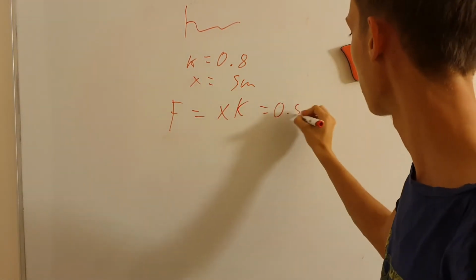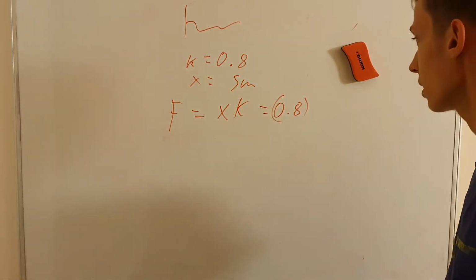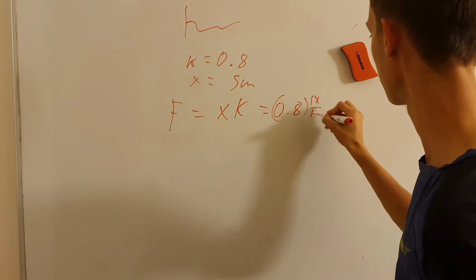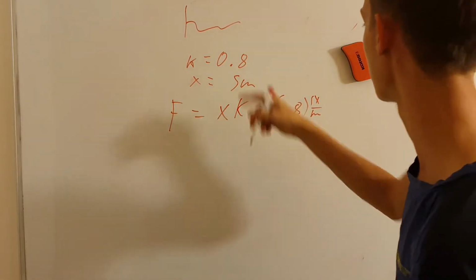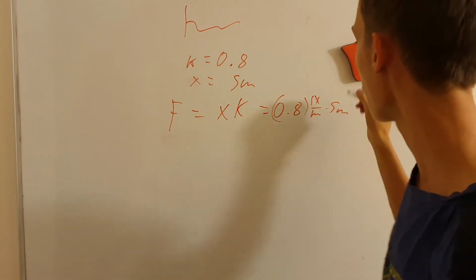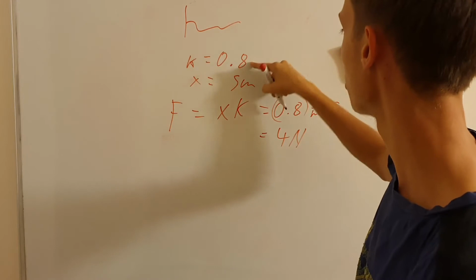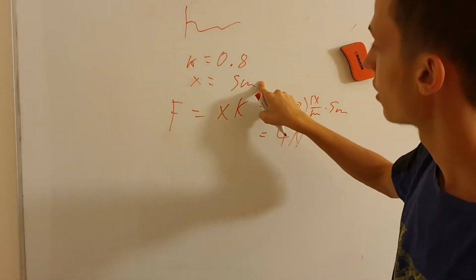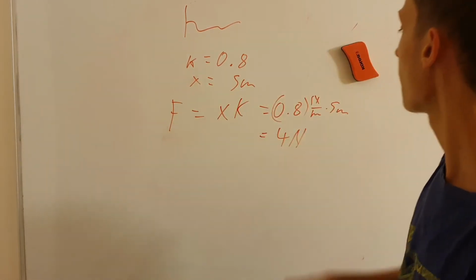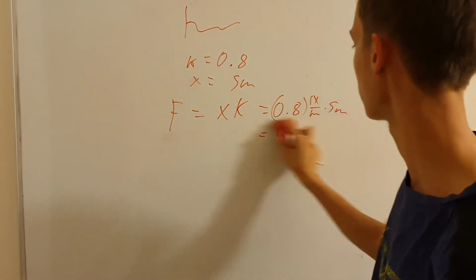So the spring constant is 0.8 newtons per meter, alright, and then the distance is in meters, so it is times 5 meters. Alright, so this gives 4 newtons. So if the spring constant is equal to 0.8, then to stretch the spring for 5 meters, 4 newtons are required. Alright, a force of 4 newtons has to be applied.